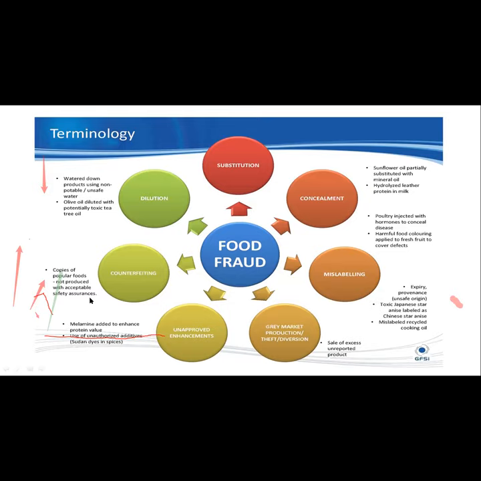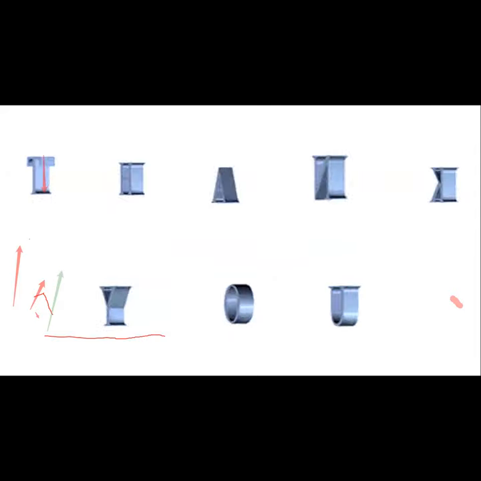Chinese mislabeled recycled cooking oil, sales of unreported product, gray market and production theft are also part of food fraud. Most of the time they mix inappropriate food or raw material with the original, substitute, dilute them and sell in the market. So thank you. These are the three parts, HACCP, TACCP and VACCP. You may proceed with any questions.